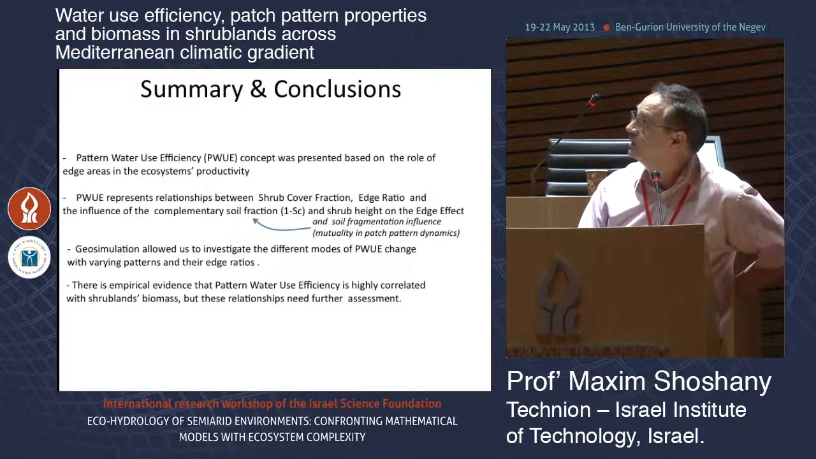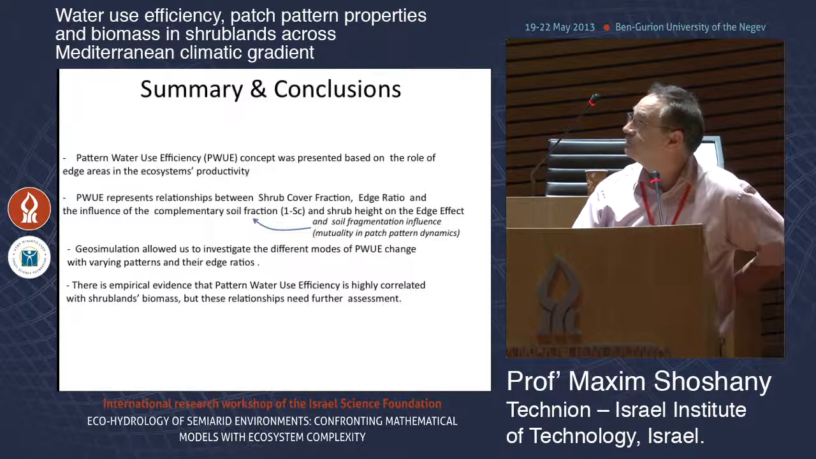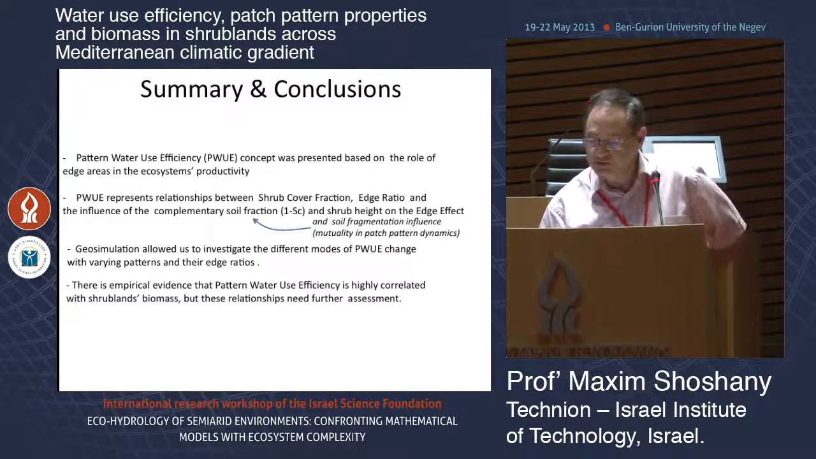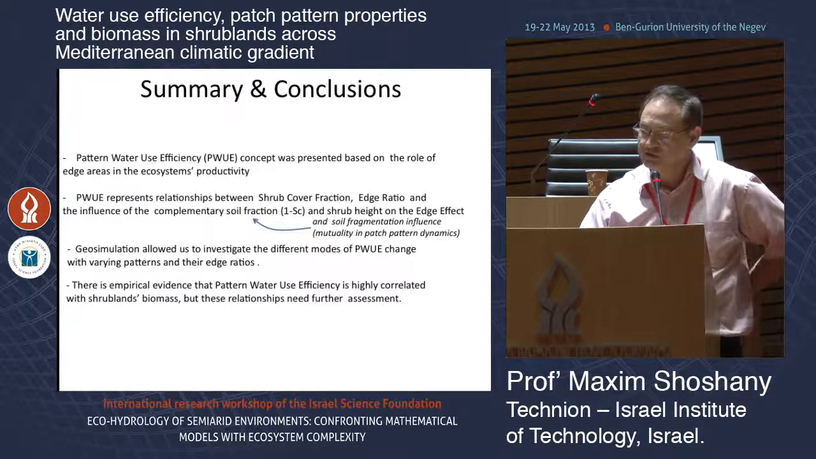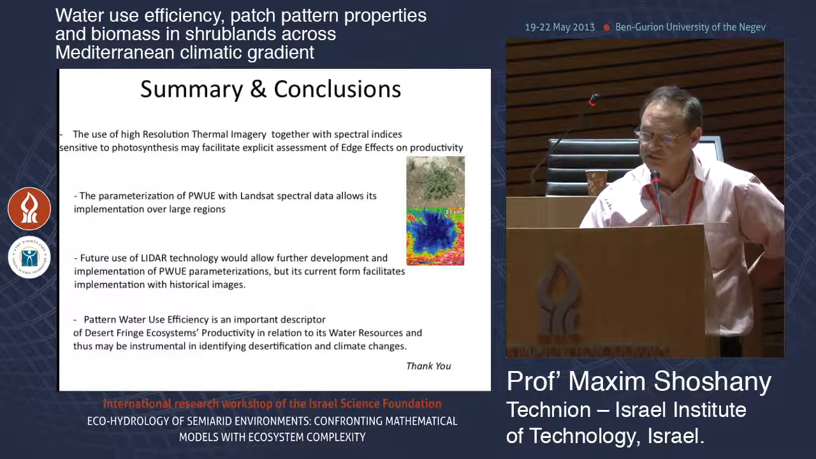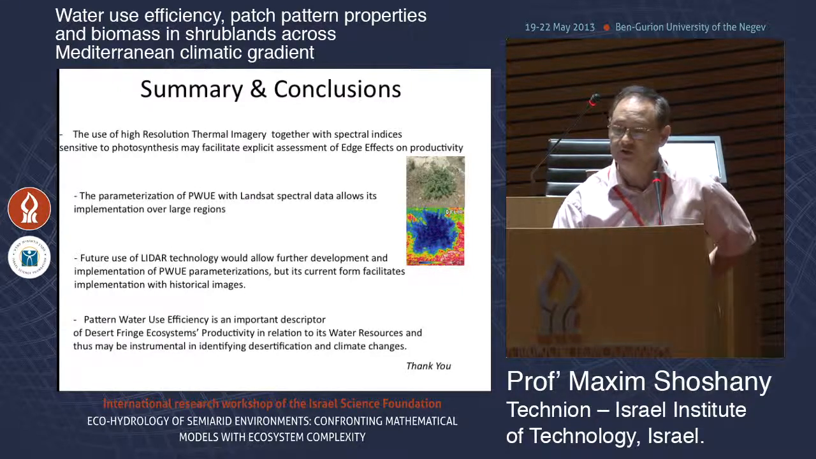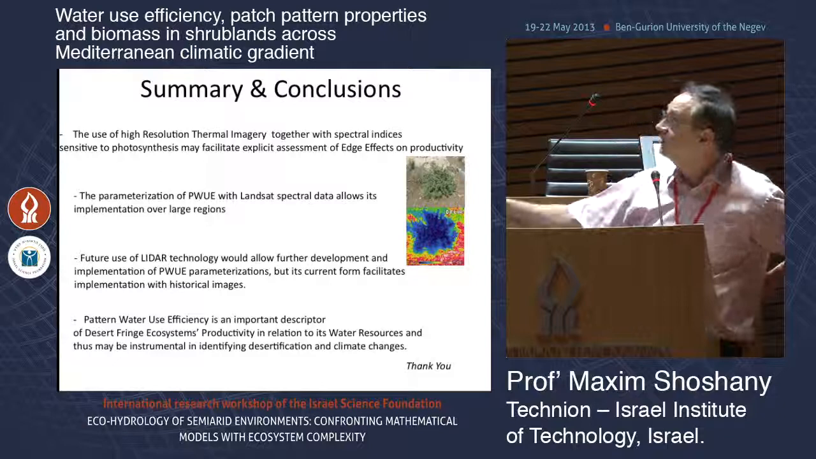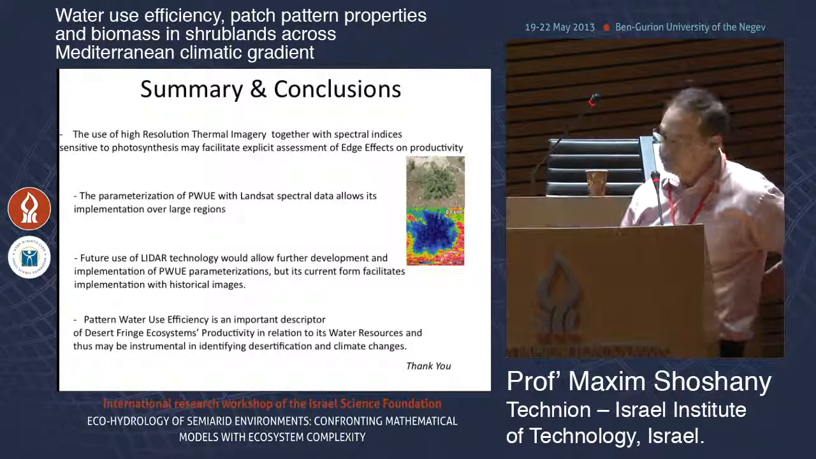The geosimulation allowed us to investigate different modes of pattern water use efficiency change with varying pattern and growth strategies. There's empirical evidence that pattern water use efficiency is highly correlated with shrublands biomass, but this relationship needs further assessment or validation. The use of high-resolution thermal imagery together with spectral indices can help us better understand the edge effects and the effect on productivity.